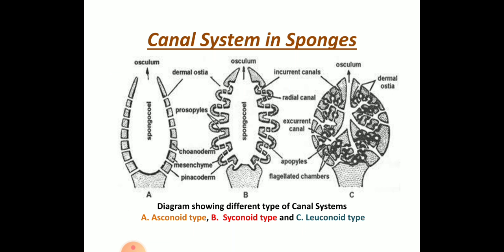Next, very important, that is canal system in sponges. So as you can see in the picture, these are the 3 important types of canals, that is asconoid, syconoid and leuconoid. So very important from your examination point of view. Any 2 types can be asked for 7 marks, but all the 3 types have to be studied. So any 2 types they can ask.